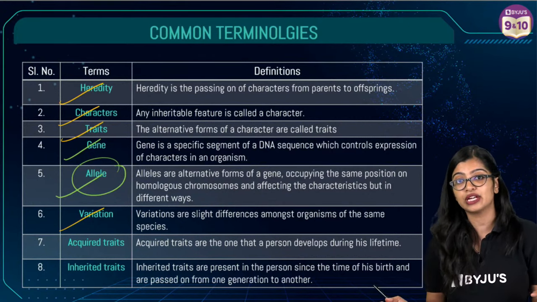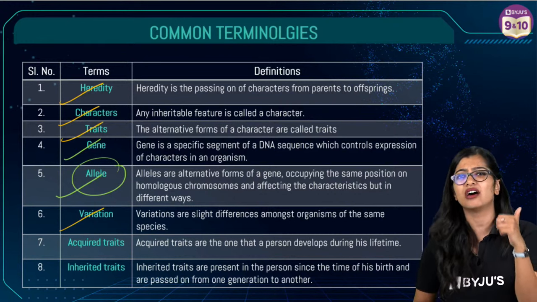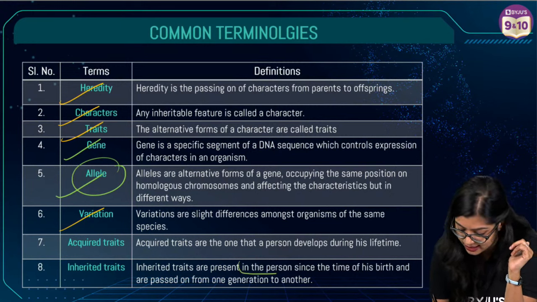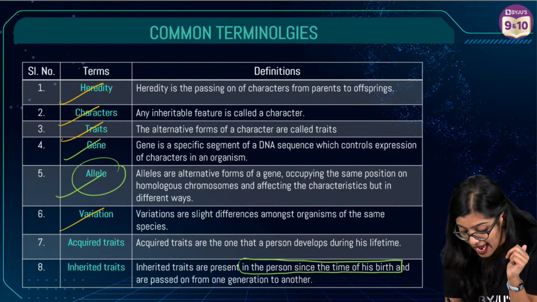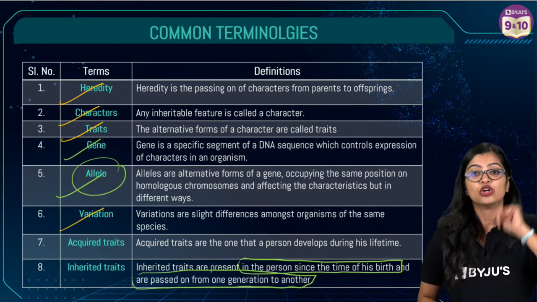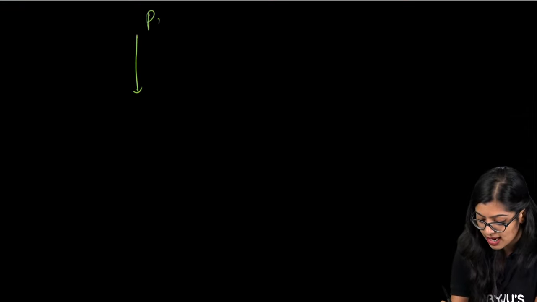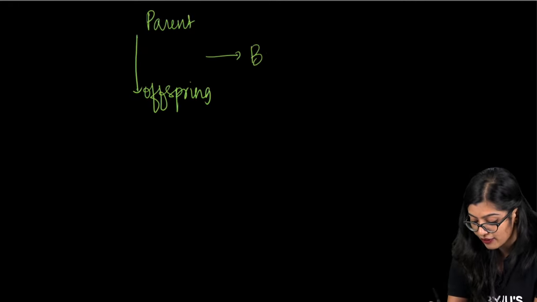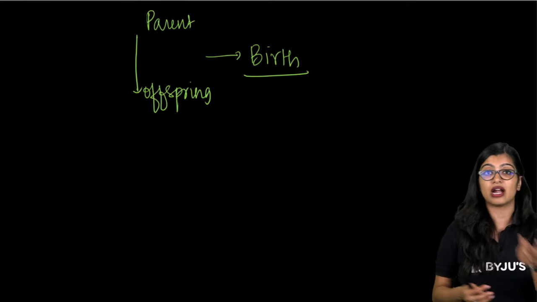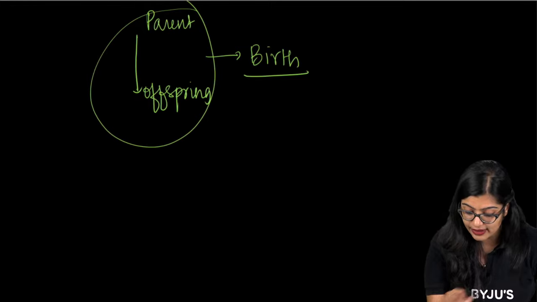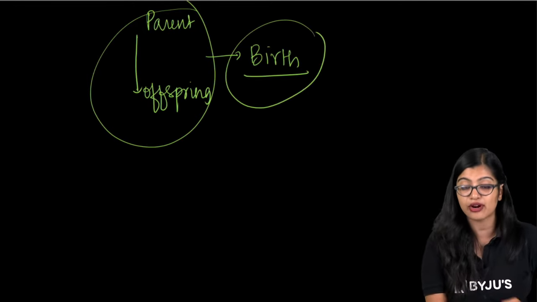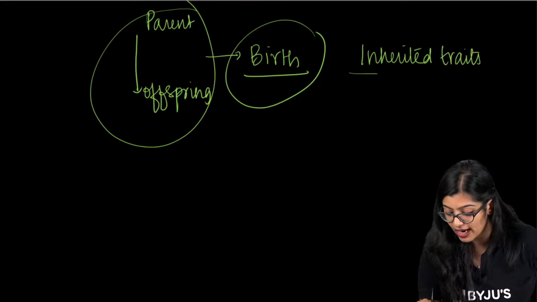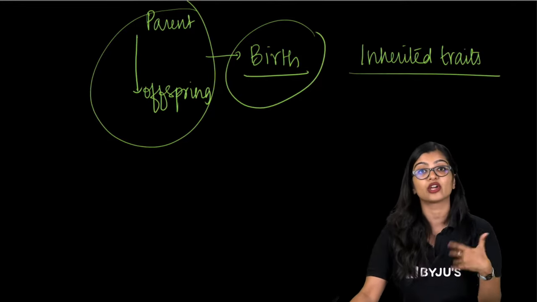Most traits like hair color and eye color go from parent to offspring. So we see traits which are present in the person since the time of birth and are passed from one generation to the other. Two conditions are there. First and foremost, it must come from parent to offspring. Secondly, it should be present from birth. Think about small things like two eyes, one nose. They come from parent to offspring and are there right from birth. So these are what we call inherited traits. Whatever you get from birth that comes from parent to offspring are your inherited traits.